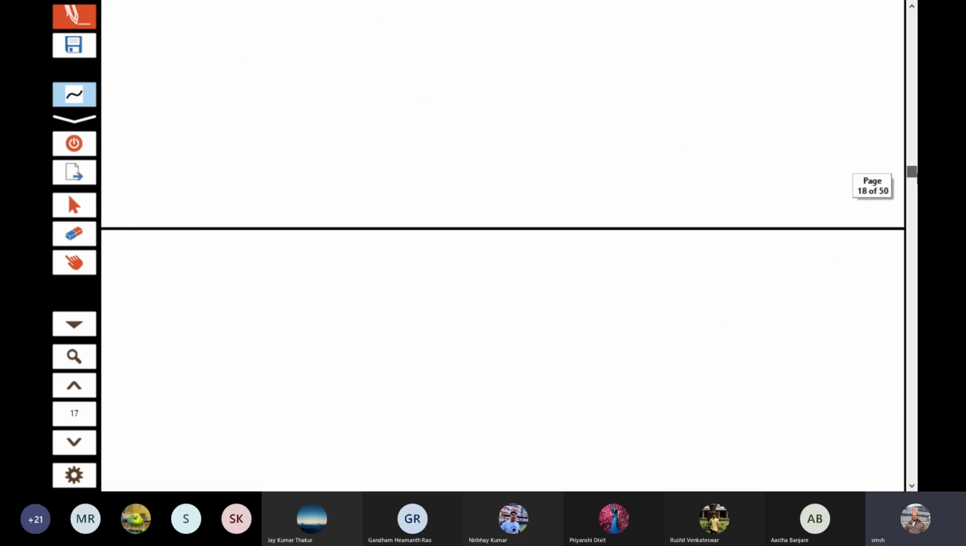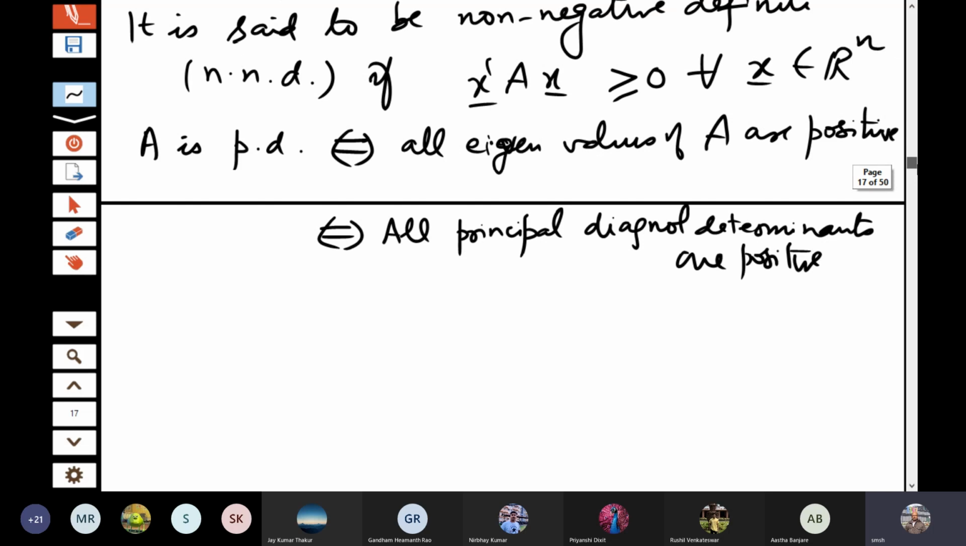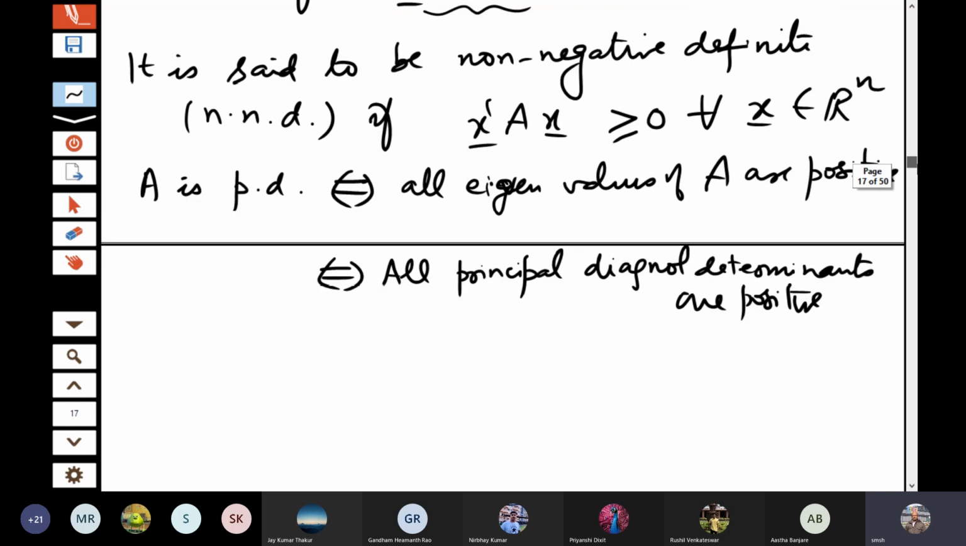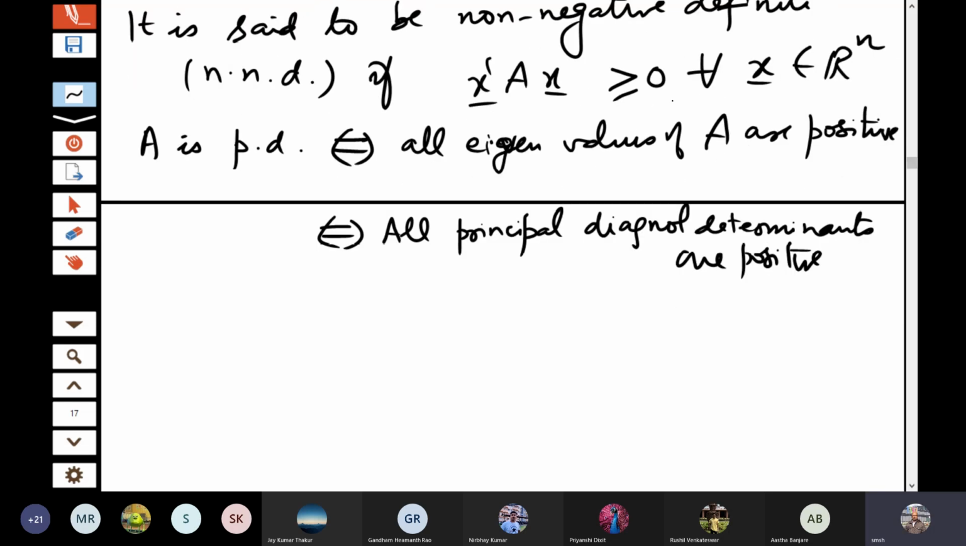And the same statement is true for the non-negative also. The only thing is the strict inequality will change to equality, greater than or equal to everywhere. There are some more properties, so I'm just putting it as a star here.